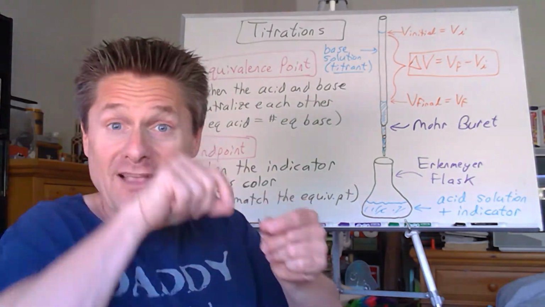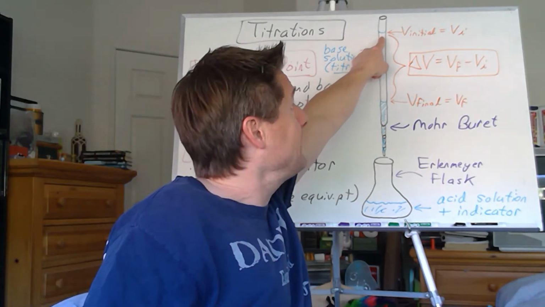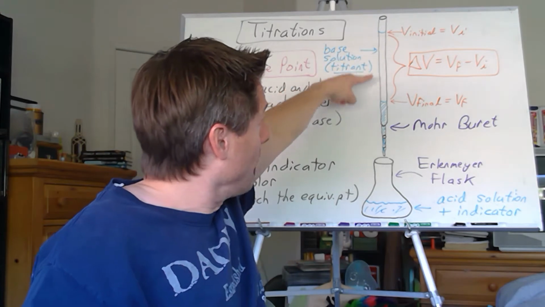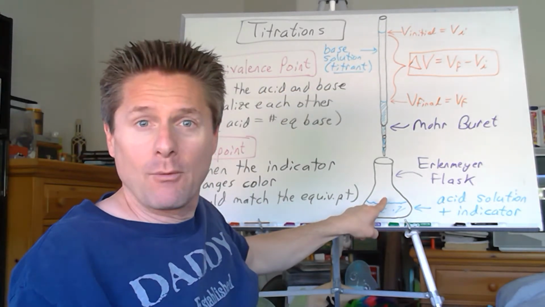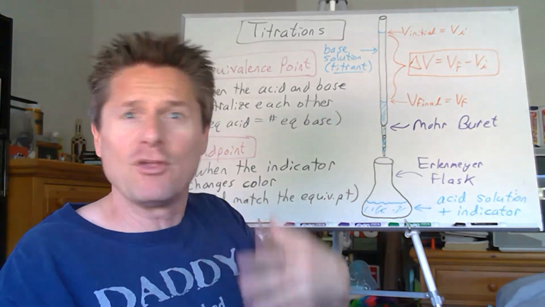Tap it off inside the flask, spray it down. Sweet. So we're going to fill up our burette to some initial volume here, and we're just going to drain it down until we hit the color that we're after. Record that final volume.